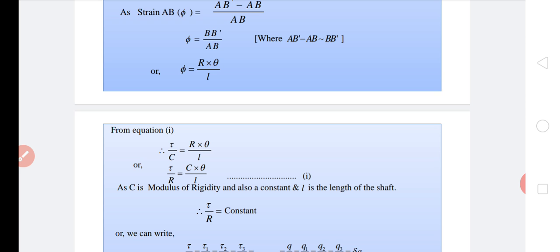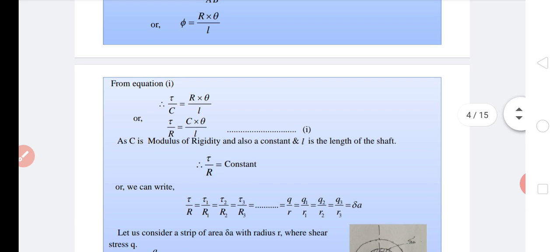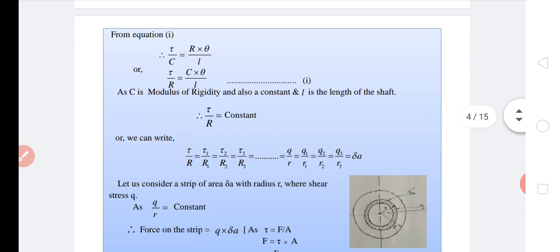So we can write tau upon R equals a constant. If we write, tau upon R equals tau 1 upon R1, tau 2 upon R2 equals tau 3 upon R3 equals a constant.